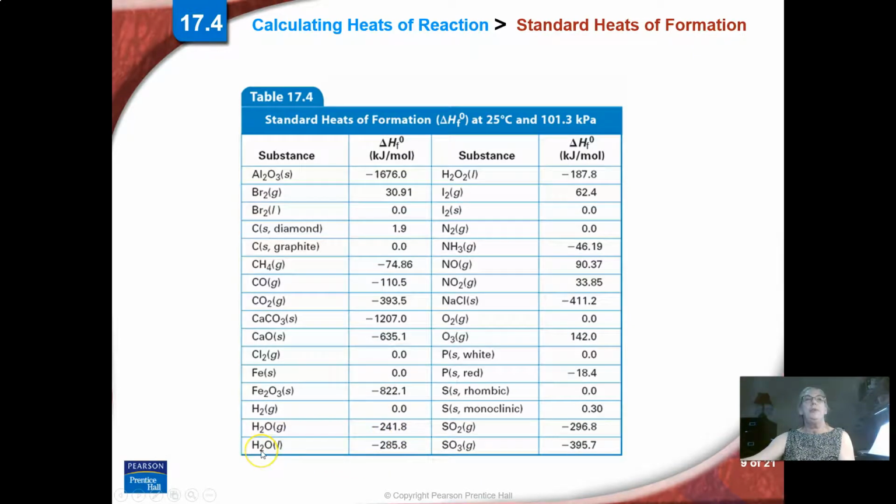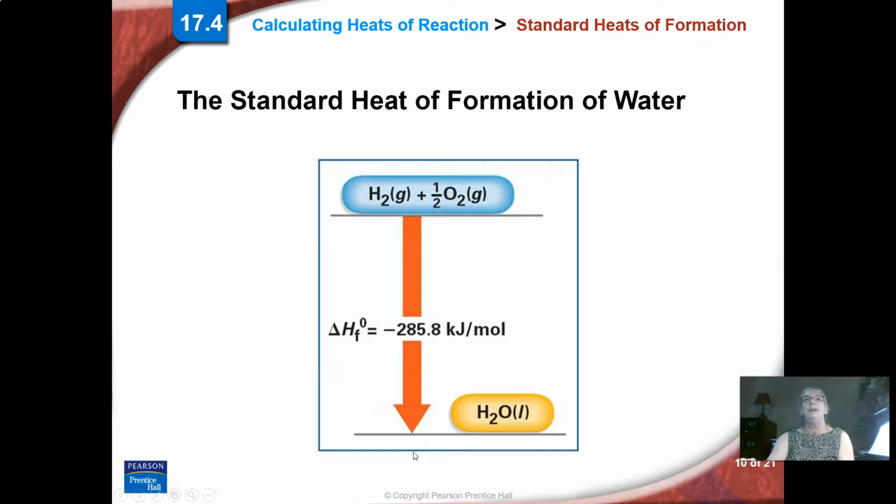To make liquid water, we need hydrogen and we need oxygen, and it generates this amount of exothermic energy when we do that. We have to have just 1 mole of water, so that's why you have to have a half of this and 1 of those to make this work. So when we're talking about standard heats of formation, it's per 1 mole. I have to end up with 1 mole right there.